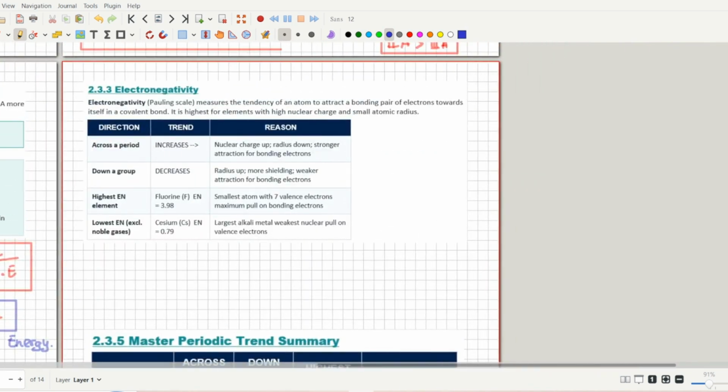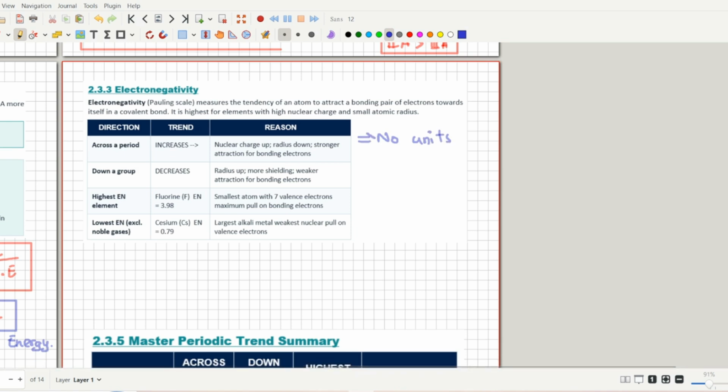Let's go to our last topic, electronegativity. Electronegativity is the ability of an atom to attract electron pairs towards itself. The more electronegative an atom is, the more ability it has to attract a pair of electrons towards itself. The first thing you need to know is that it has no units. It is just a comparison.